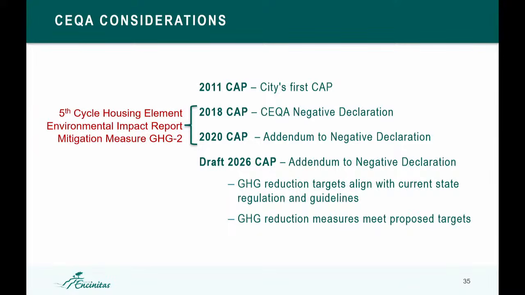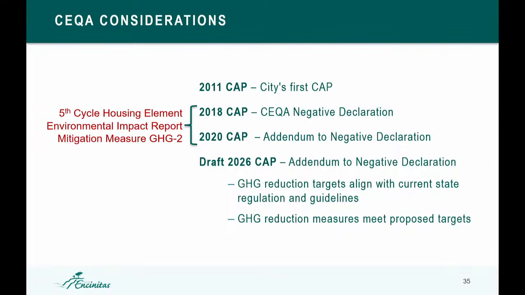So for the 2018 CAP, after the analysis, we were able to adopt a negative declaration determining that the 2018 CAP was not a significant impact to the environment. And then subsequently, when there was a 2-year update that was required for the CAP as a result of the timing of the housing element adoption, the impacts of that 2020 CAP were similar to the 2018 CAP in terms of being less than significant. So we were able to adopt an addendum to the negative declaration at that time.